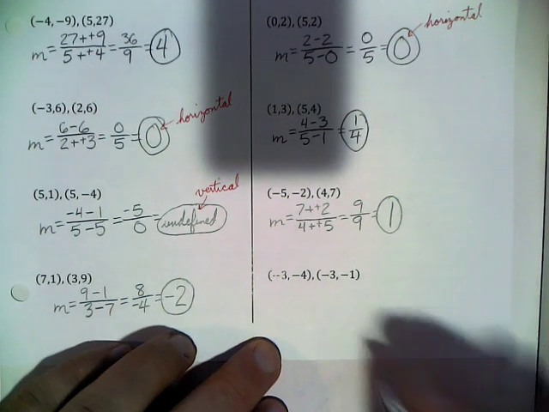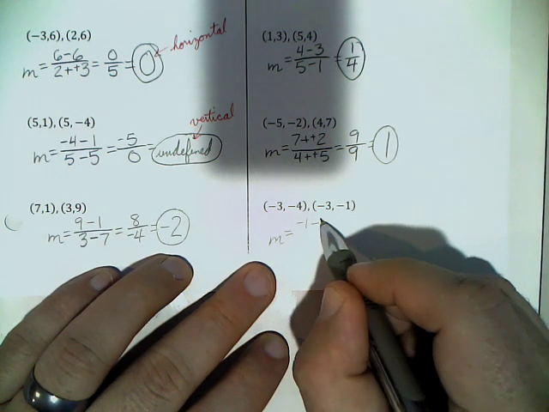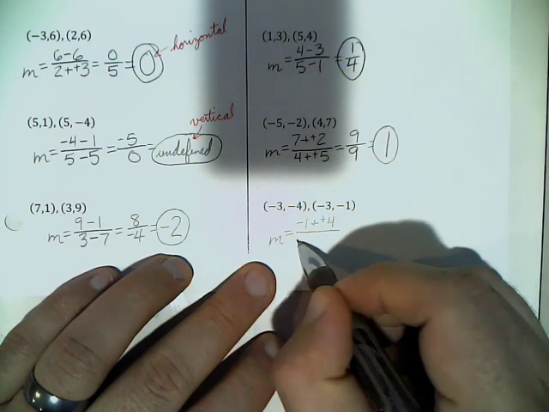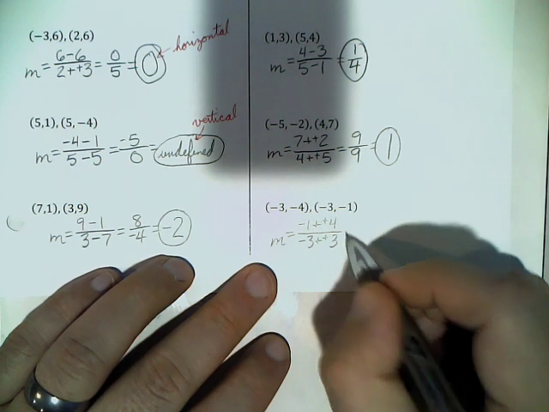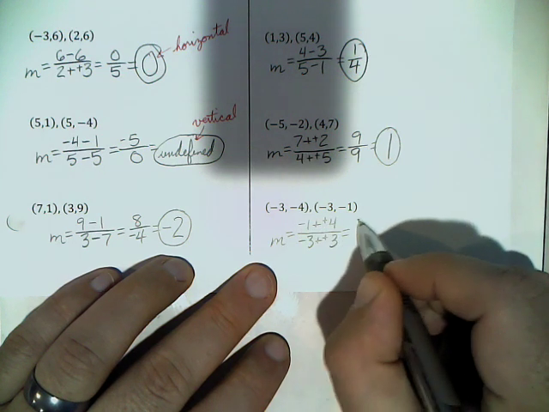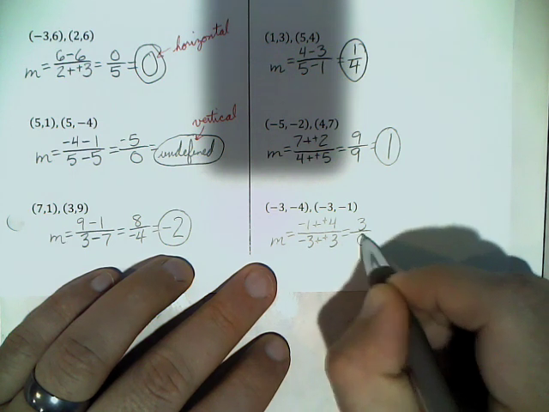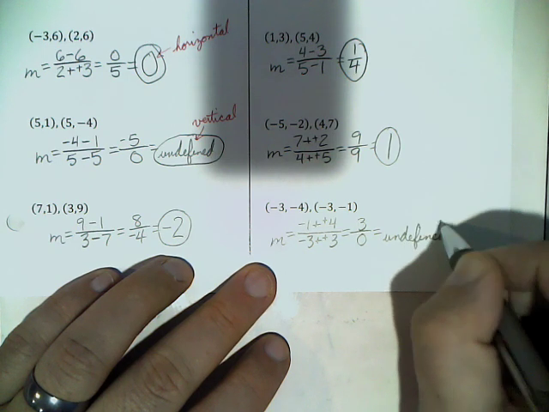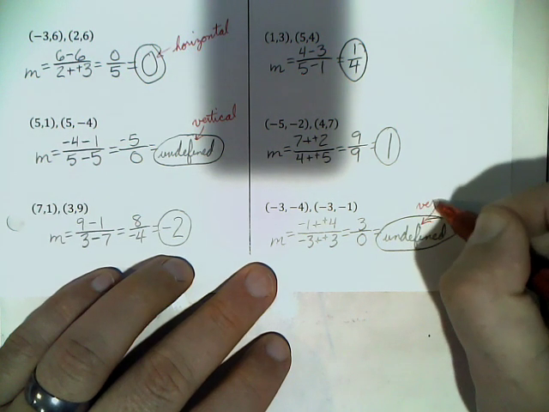And our last example here, m equals y sub 2 minus y sub 1. So second y value is negative 1, minus the first y value is a negative 4, which I'm going to change to plus a positive right away. And on the bottom, I've got x sub 2 is negative 3, minus x sub 1 is a negative 3. Change it to plus a positive. So up top, a negative 1 plus a positive 4 is a positive 3. And on bottom, a negative 3 plus a positive 3, well, if you add opposites, the answer is always 0. Anything over 0, though, is undefined. And so if we have an undefined slope, we automatically know that these 2 points would make a vertical line.